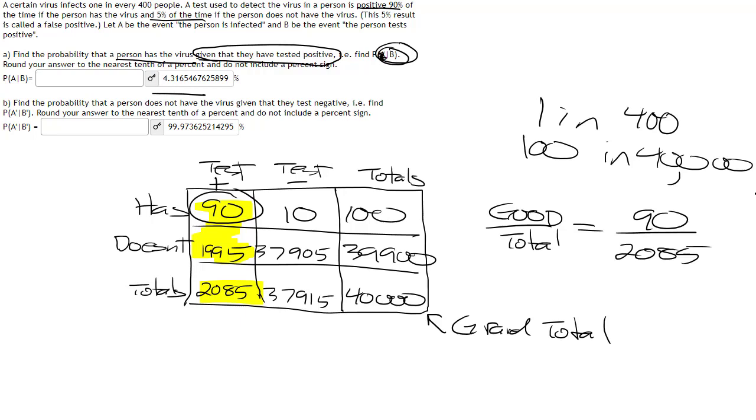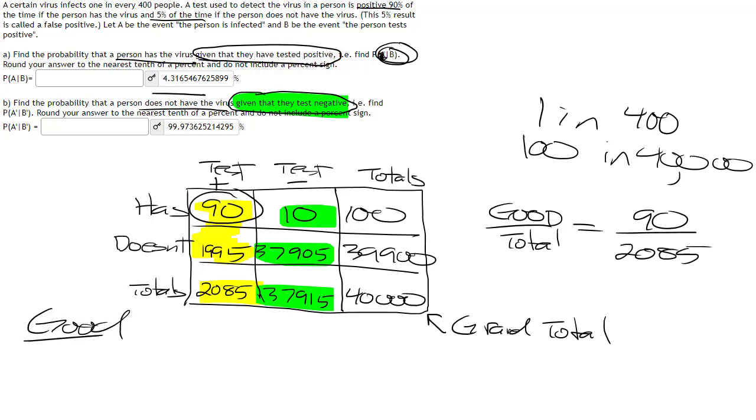Okay? Now the second one says, find the probability that a person does not have the virus given that they test negative. Okay, so now our given condition, let me do this one in green, is they test negative. So now we're looking at these people. So now we have a new good over total.